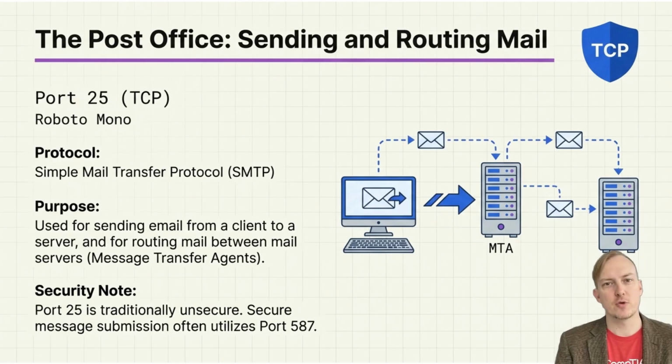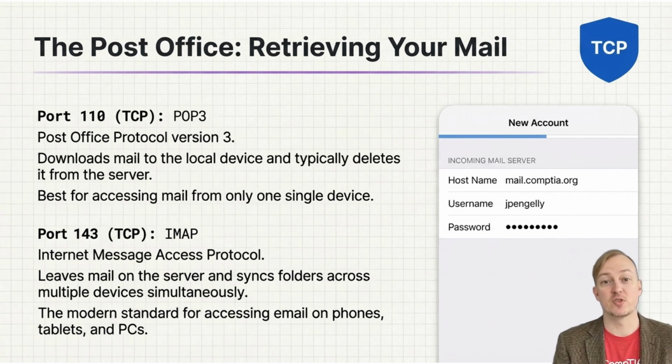Moving into District 2, we enter the post office. To send and route mail, we use SMTP, the Simple Mail Transfer Protocol, on port 25 via TCP. It's used by clients to push email to a server, and it routes mail between dedicated message transfer agents. A critical security note for the exam: port 25 is traditionally unsecure, so modern secure message submission often utilizes port 587 instead. To retrieve your mail, you have two choices.